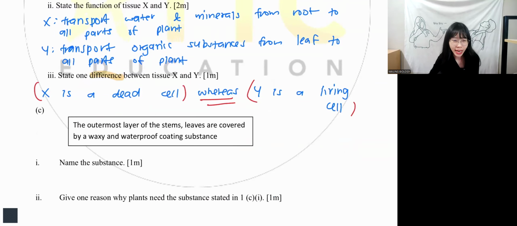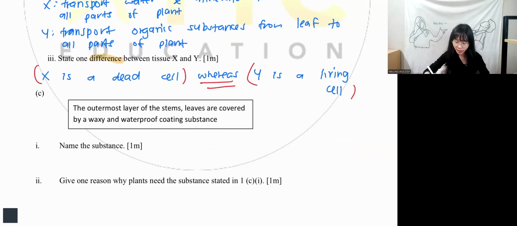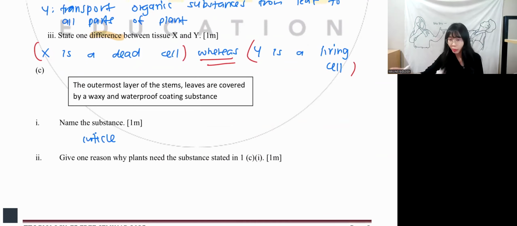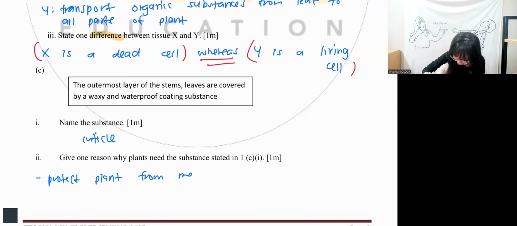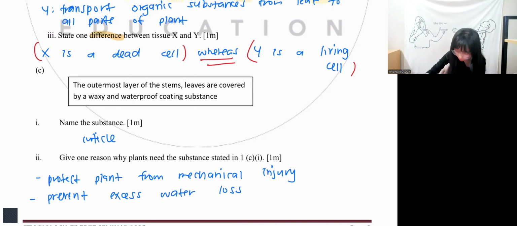The outermost layer of stem and leaves is covered by a waxy and waterproof coating. What is the substance called? It is known as cuticle. Very good. Very easy question, this one. Give a reason why plants need the substance stated in 1C1. Cuticle is to prevent water loss, or you can say protect the plant from mechanical injury. Both are correct, up to you. You can write water loss, or protect plant from mechanical injury, or prevent excess water loss.